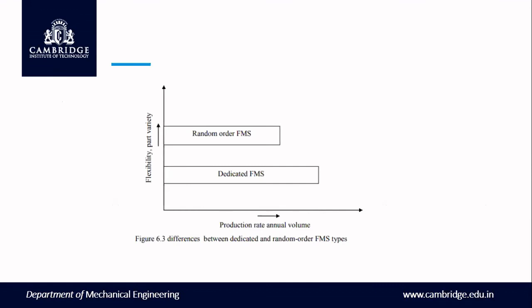Another thing is to see the difference in flexibility and part variety. For random order FMS, the part variety will be more, and for dedicated it will be less. But with respect to production rate and annual volume, the dedicated FMS produces more components, but the variety will be less. Here it will produce fewer components, but the variety will be more. That is the difference between dedicated and random order FMS.